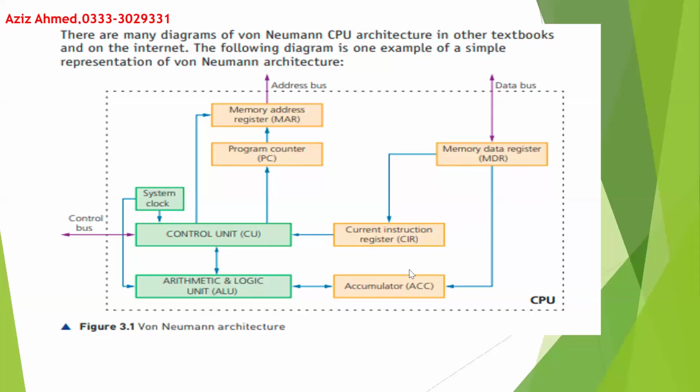So basically, there are different types of register. There are 5 registers you need to know about. The first one is PC. Second is MAR. Third is MDR. Fourth is CIR, and fifth is accumulator.